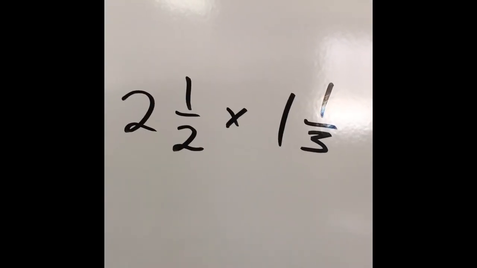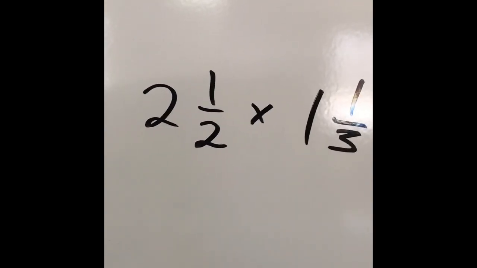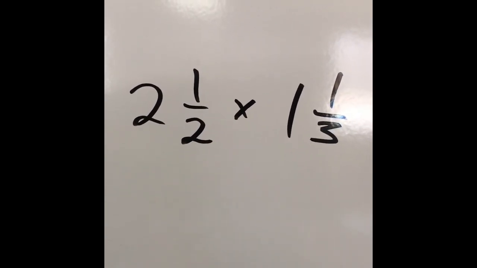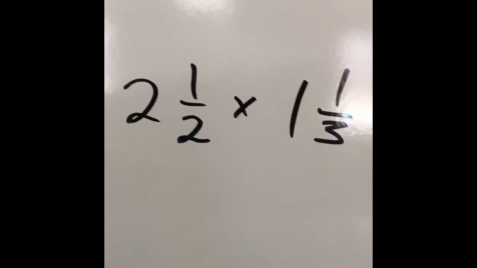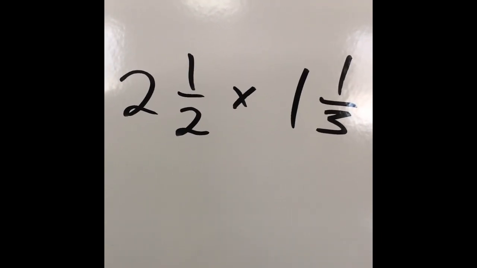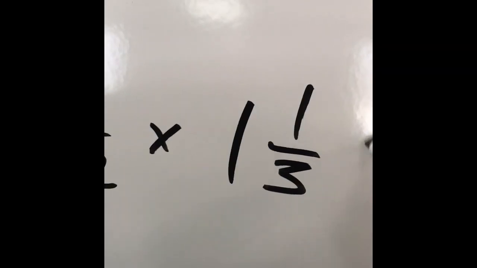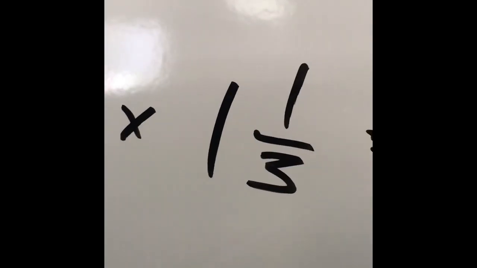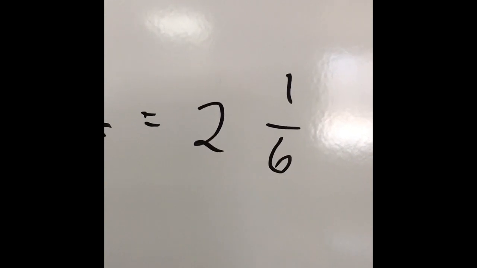For our second example, we have 2 1/2 times 1 1/3. Now, what I'm still seeing a lot of in your homework is that rather than turning our mixed numbers into improper fractions, you are multiplying them as is. You're multiplying the whole numbers together, and then you're multiplying your fractions together. So I'm getting things like 2 times 1 equals 2, and then 1/2 times 1/3 equals 1/6. So then you're giving me a final answer of 2 1/6.